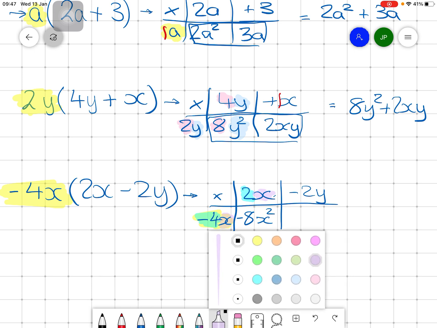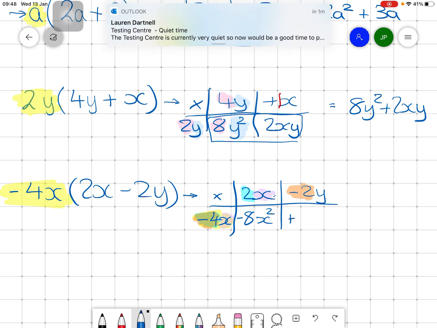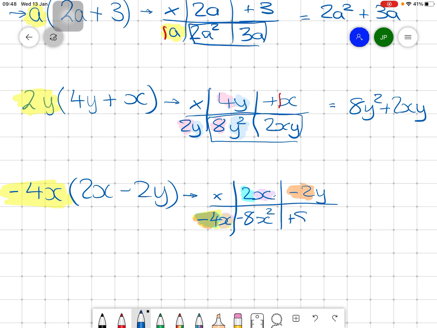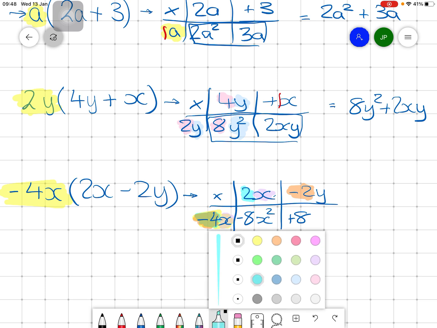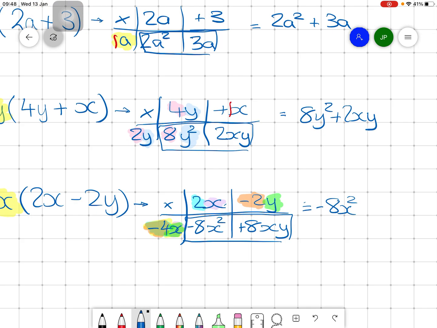So we will now do negative 2 times negative 4. If I multiply two negatives together, I get a positive answer. So minus 2 times by minus 4 will give me positive 8. Then I can do my y times my x, y times x to give me xy, or yx, it doesn't matter, it's exactly the same thing. Take the two I've just worked out, and they will become my answer.